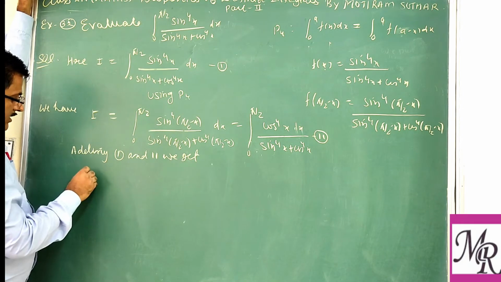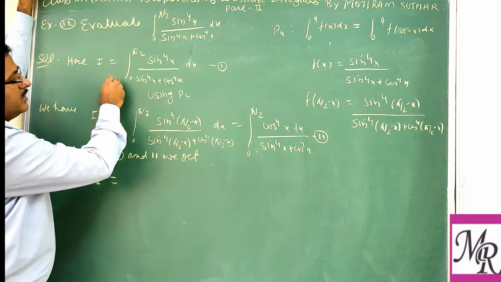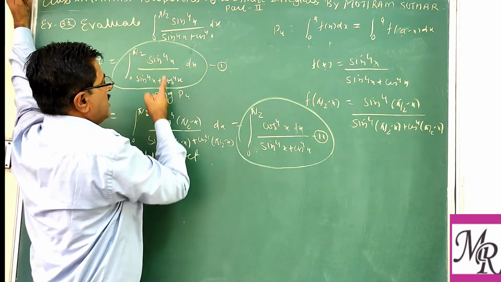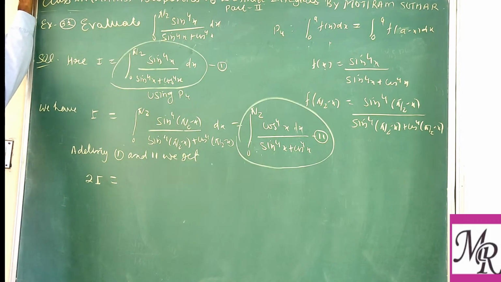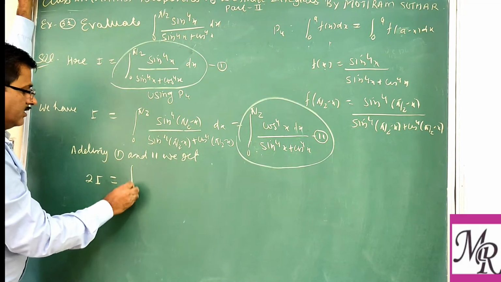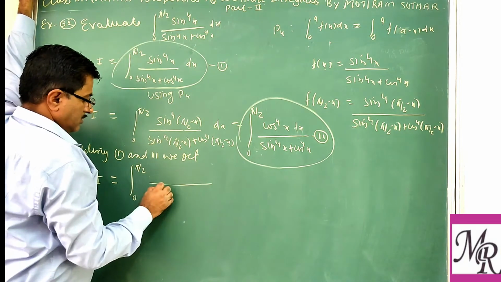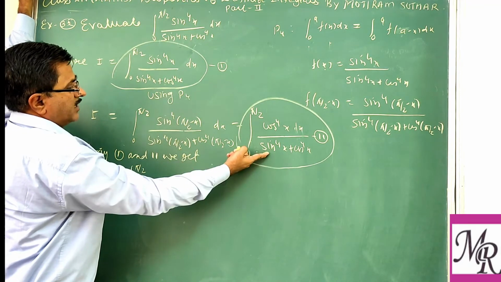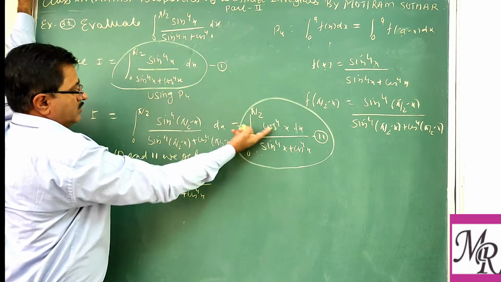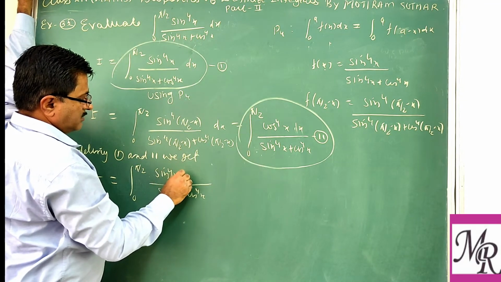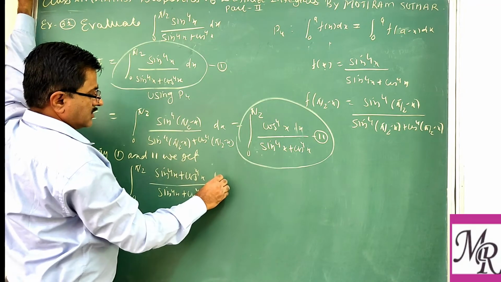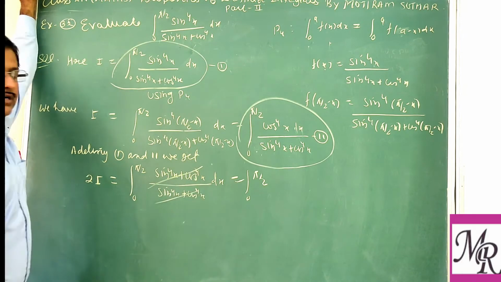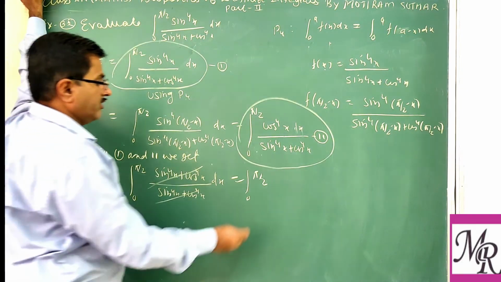So I plus I, that is 2I. Now on the right side there are two integrals, this and this, and both have the same limits and the denominator is also the same. So if the denominator is same, then you can directly add the numerators. So 0 to pi by 2, the denominator of both is sin power 4x plus cos power 4x, and the numerator will be directly added. So we get sin power 4x plus cos power 4x dx. And both are the same, numerator and denominator is divided, so we get only 1 or dx.